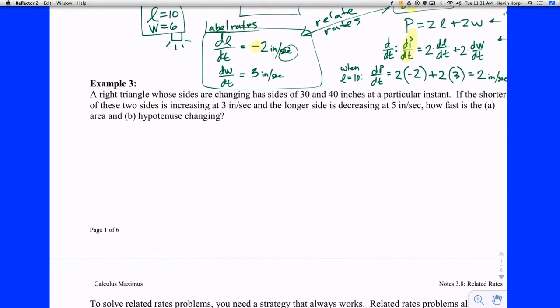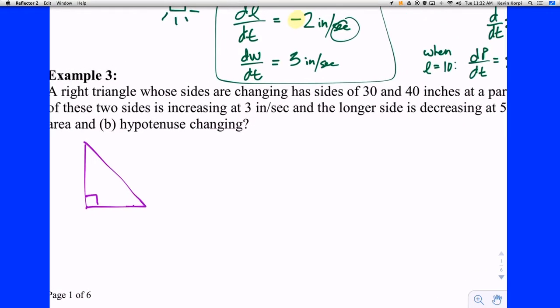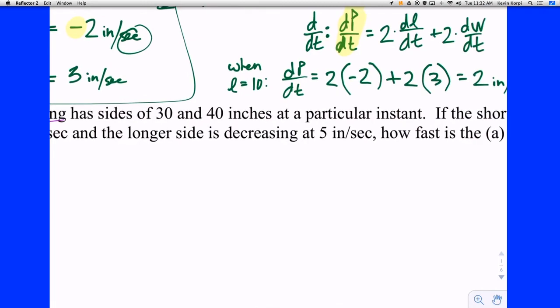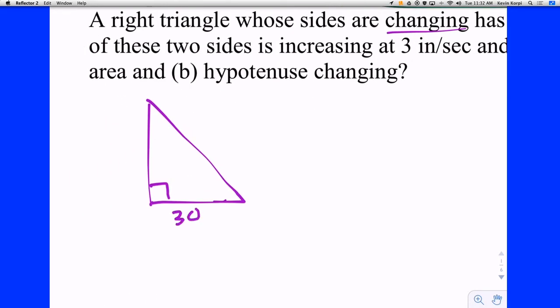All right. Let's see if we can squeeze this one out here, at least part of it. A right triangle. Okay. So right when I read that, I'm going to go ahead and just draw a right triangle. There it is. Its sides are changing. They have sides of 30 and 40 inches at a particular instant. I'm not sure which one is which. I'm going to call that one 30 because I drew it smaller. I'm going to call that one 40.